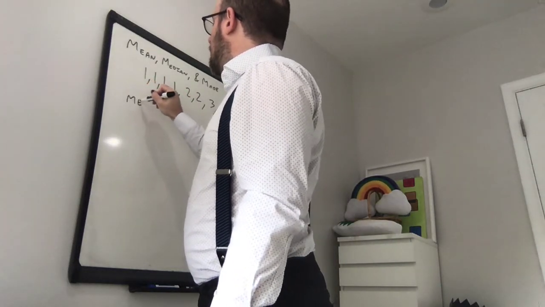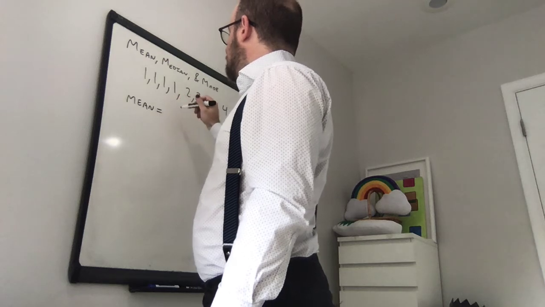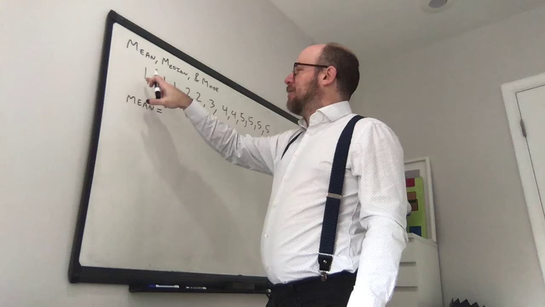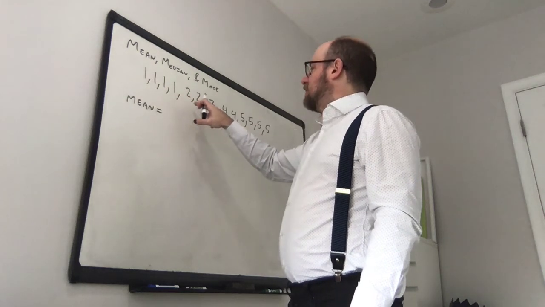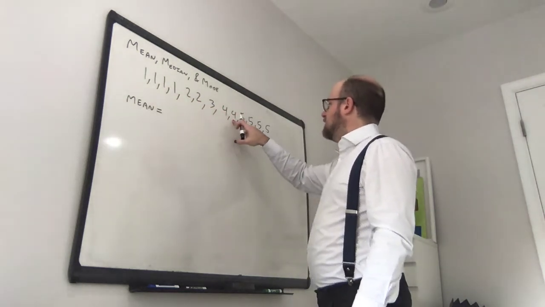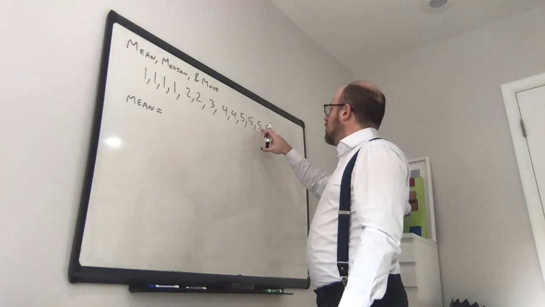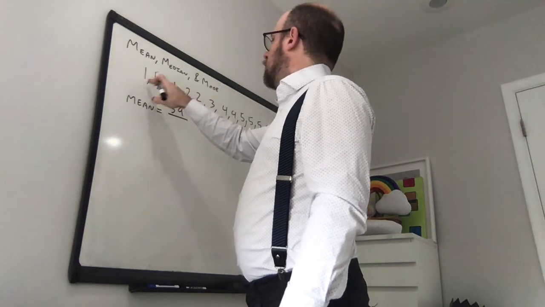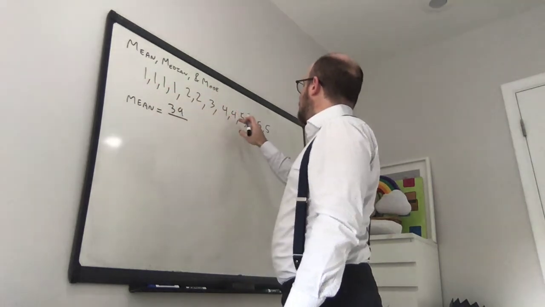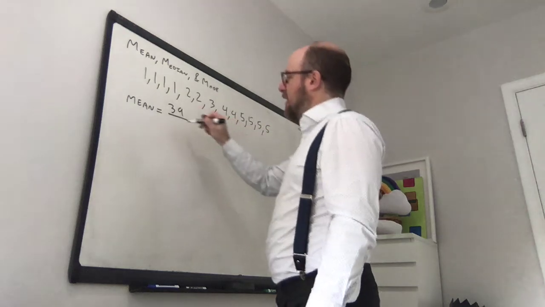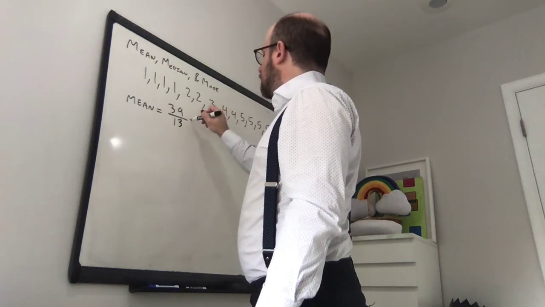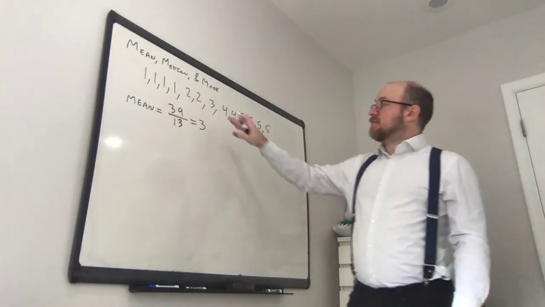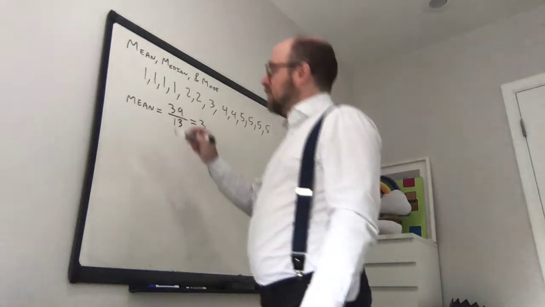So as far as the mean, our first one, well, we're going to add up all these values, and I don't want to write them all out, so I'm just going to add them all up. 1, 2, 3, 4, 6, 8, 11, 15, 19, 24, 29, 39 over 13 different values. So 39 over 13 comes out to 3. So our mean is 3. That's the center of our data.